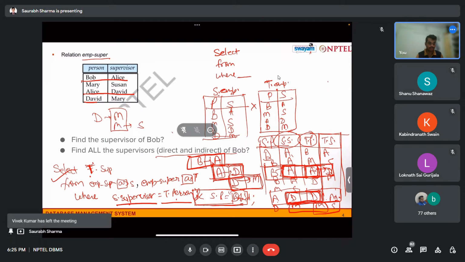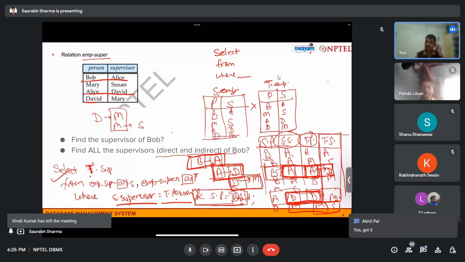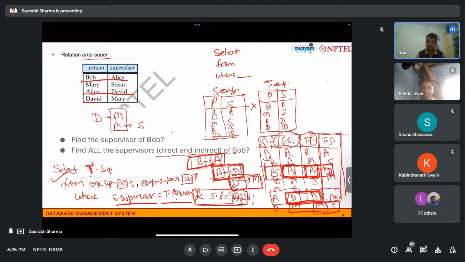So if anyone has a different view on this, you can share on chat. Okay. This is totally open for discussion forum. So if I am wrong at some point, you can verify me, you can correct me.